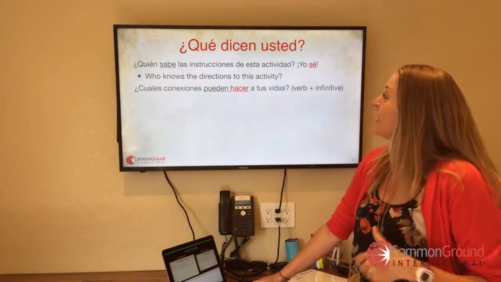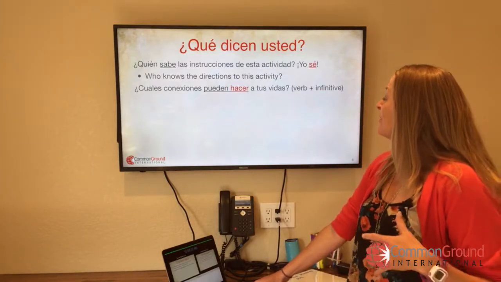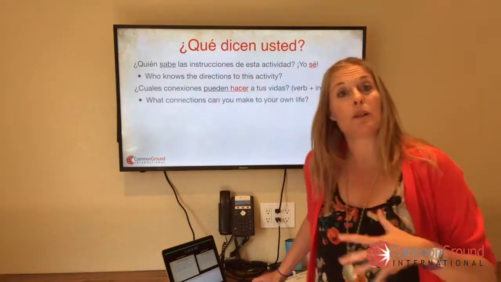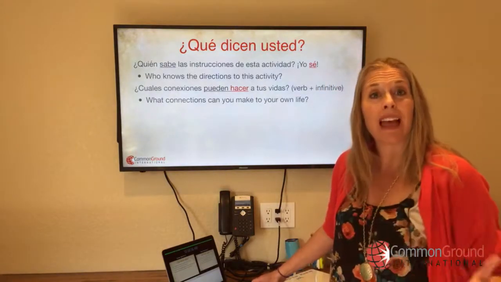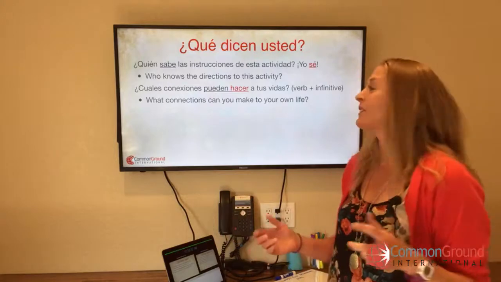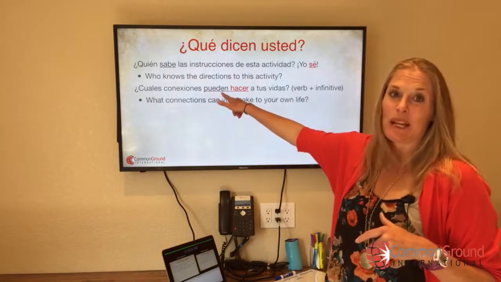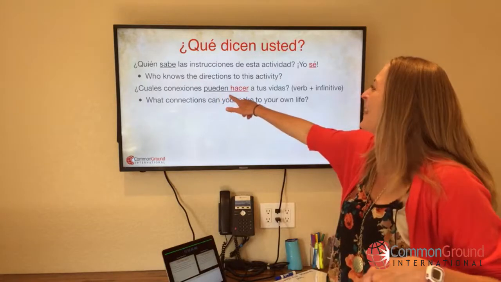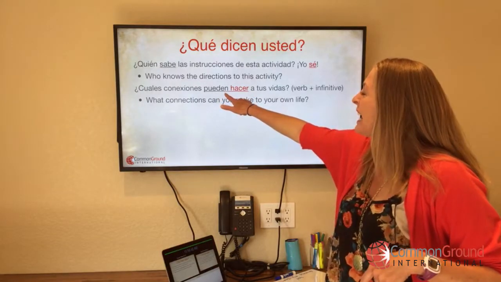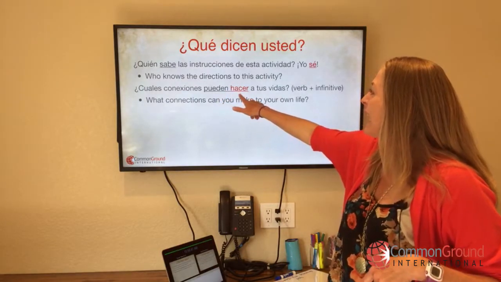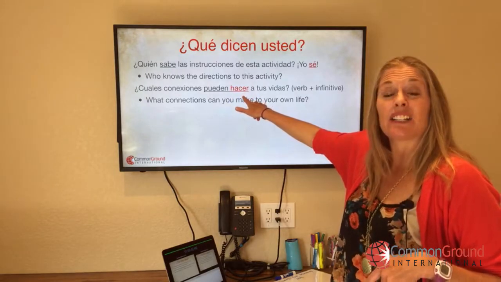¿Cuáles conexiones pueden hacer a tus vidas? So what connections can you make to your life? Talking about a book or literacy unit, okay? Notice, pueden hacer. This is a stem change, la próxima semana. And this can be made, or can you make, okay? Hacer, to do or to make.